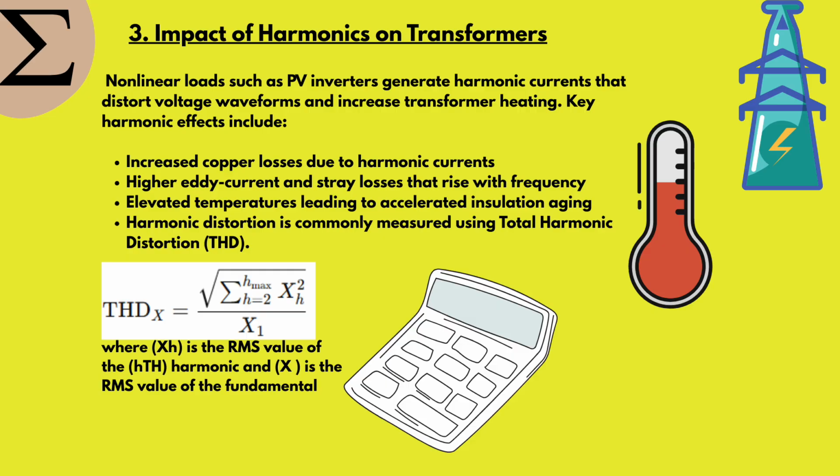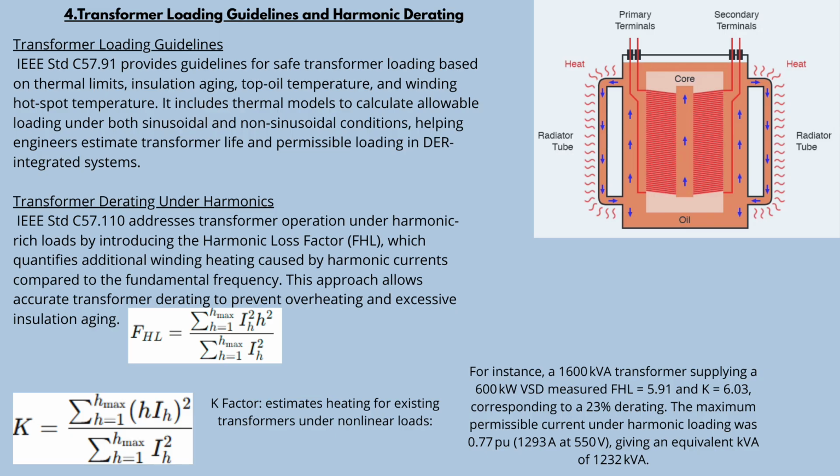Third, impact of harmonics on transformers. Non-linear loads such as PV inverters generate harmonic currents that distort voltage waveform and increase transformer heating. Key harmonic effects include increased copper losses due to harmonic currents, higher eddy current and stray losses that rise with frequency, and elevated temperatures leading to accelerated insulation aging. Harmonic distortion is commonly measured using total harmonic distortion. This is the formula of total harmonic distortion.